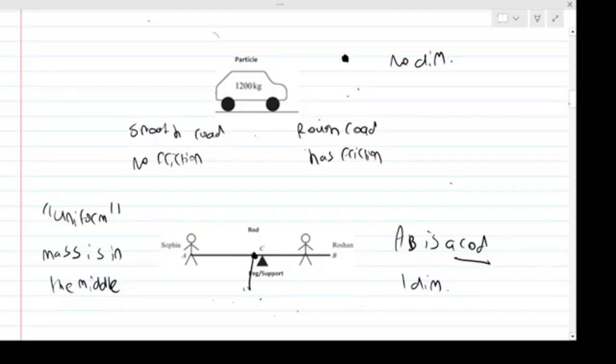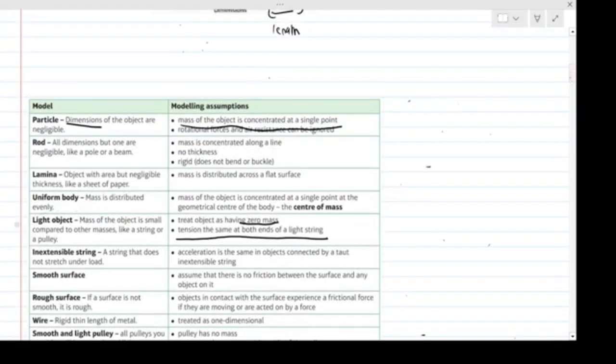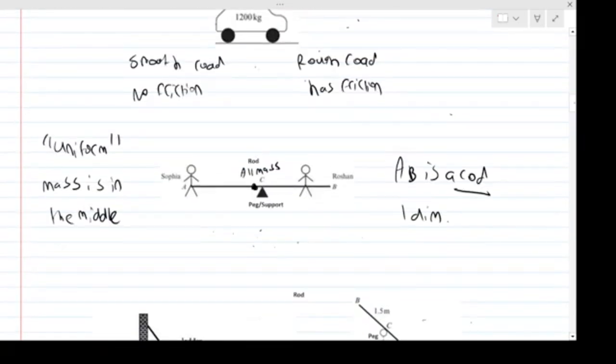Okay, so I'm going to say all mass at this center point here, which means it's uniform. So here, uniform, the mass is distributed evenly, so the mass of the object is centered at a single point, which is the center of mass. So again, where all the mass is along this seesaw here in the center, that is called the center of mass.